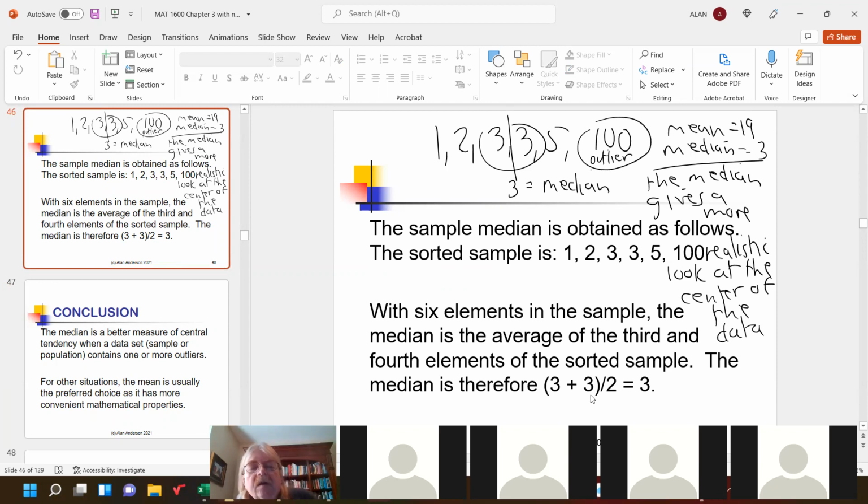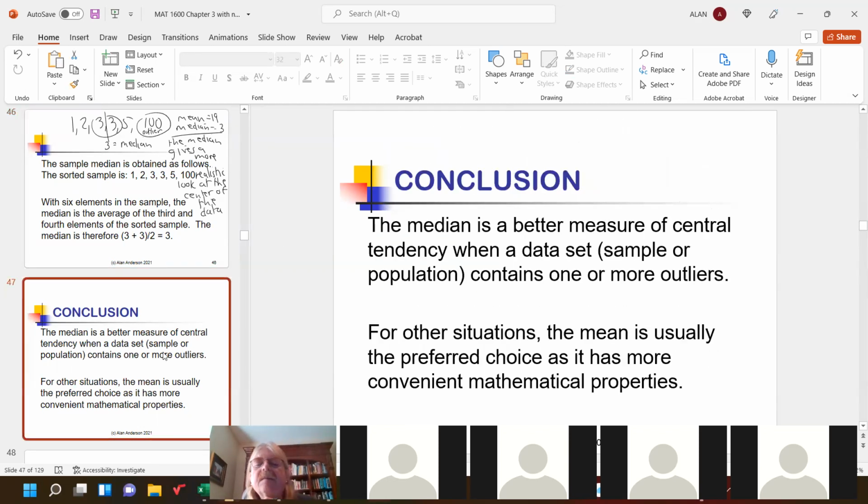So as a rule of thumb, whenever we have outliers in our data, we tend to use the median as the preferred measure of central tendency, because of the way they distort our results. So the conclusion is right here. Median is a better measure of central tendency when a data set contains one or more outliers.